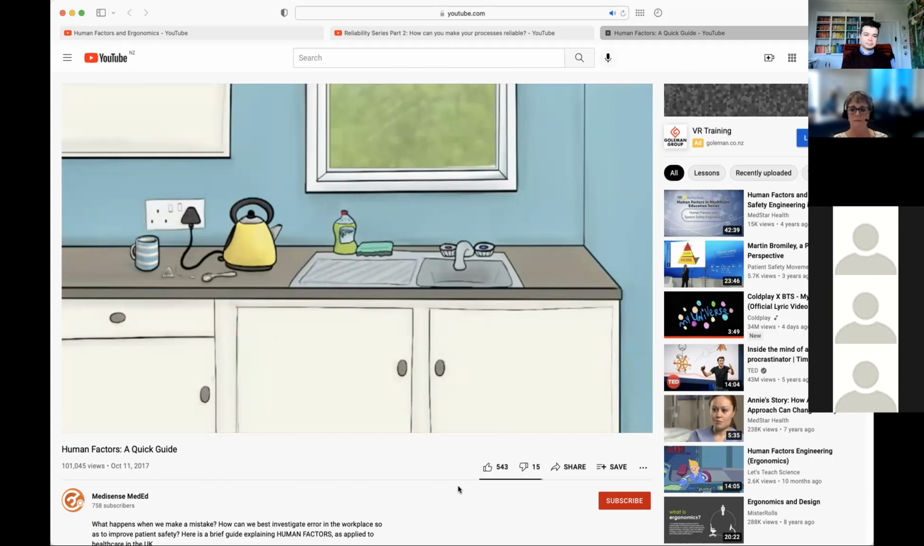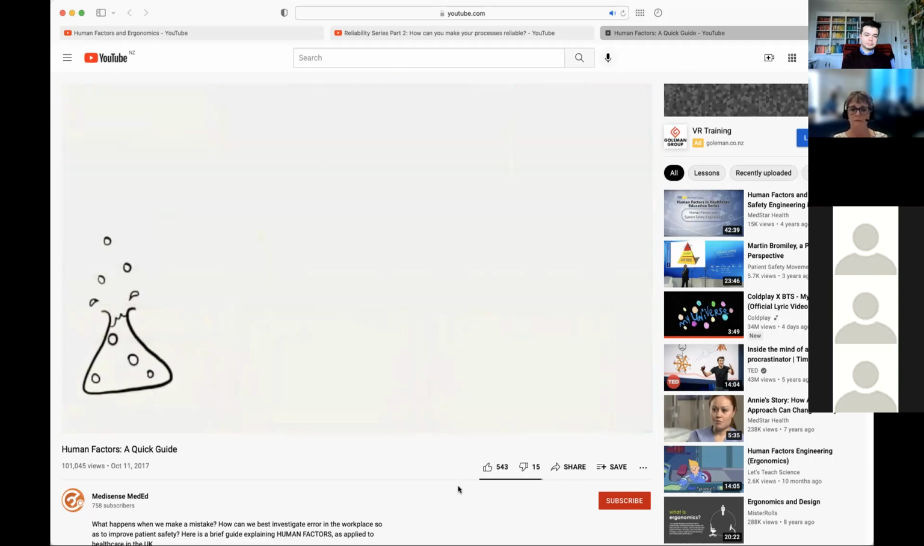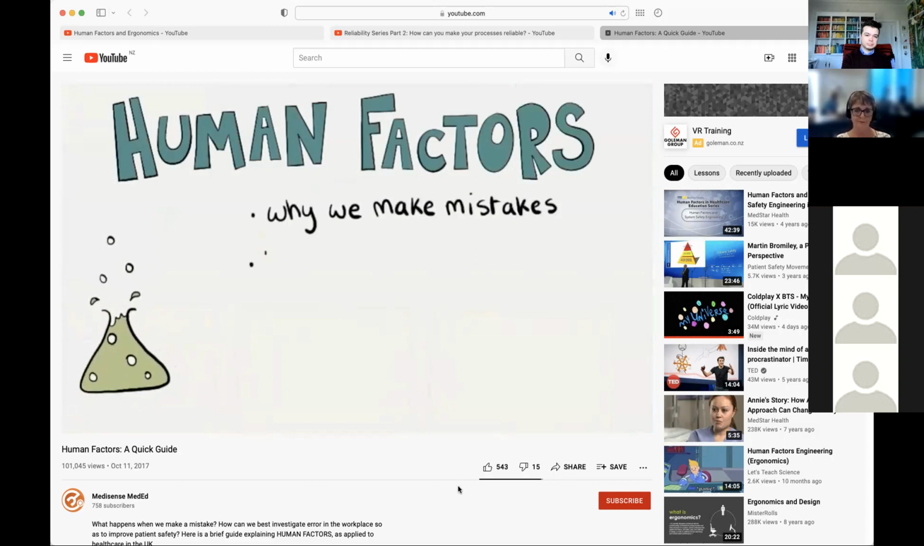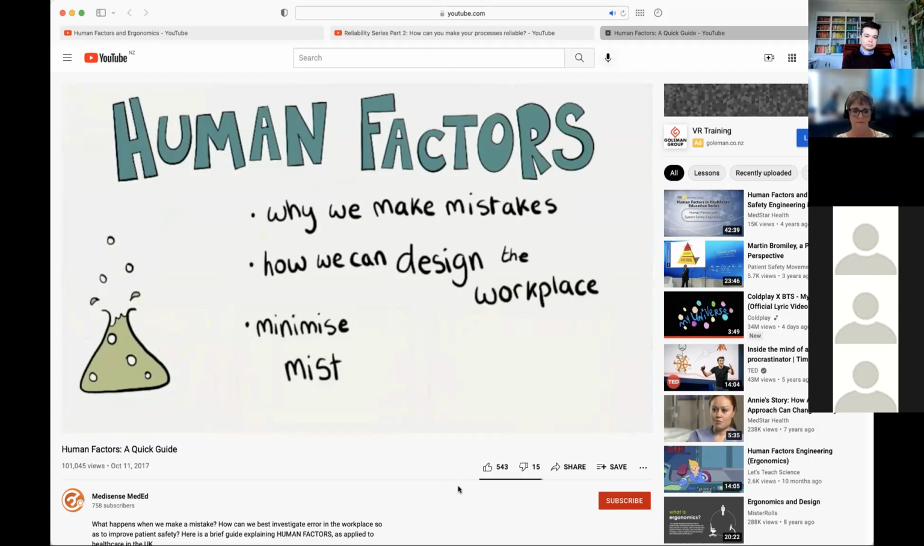These same principles apply when we try and do something for our patients. If you have ever wondered how we can try and prevent things like this happening, then the science of human factors can provide the answers. It can explain why we make mistakes and how we can design the workplace to make it easier to do our jobs.